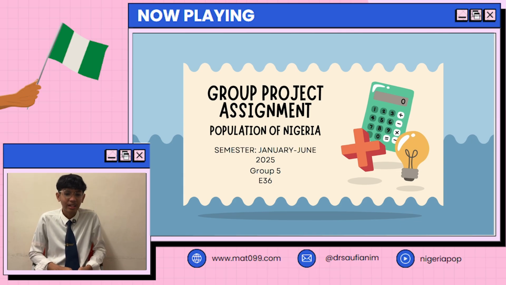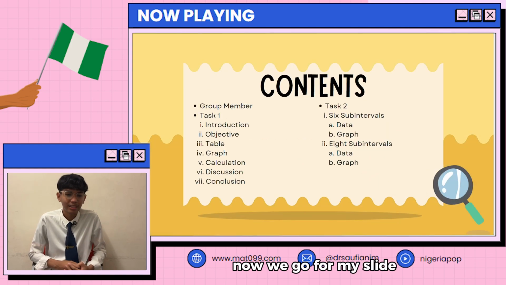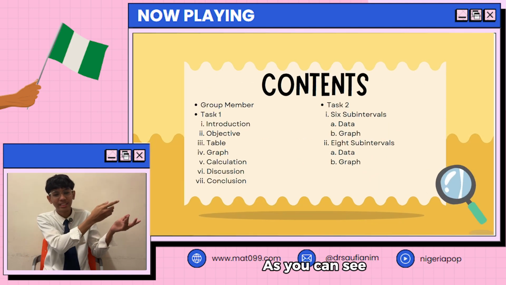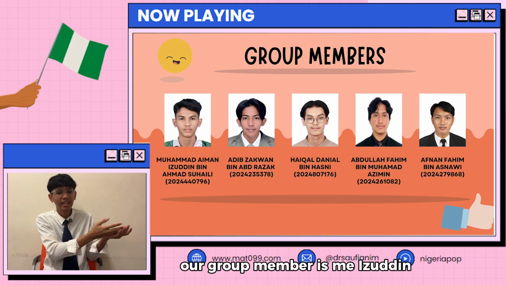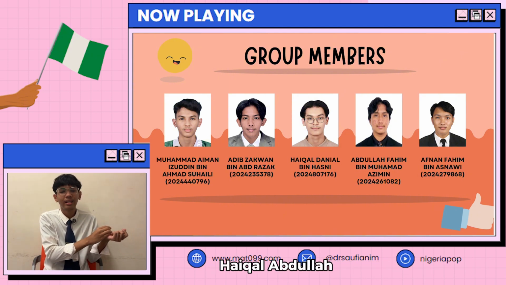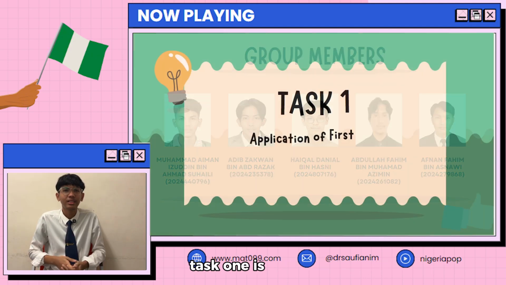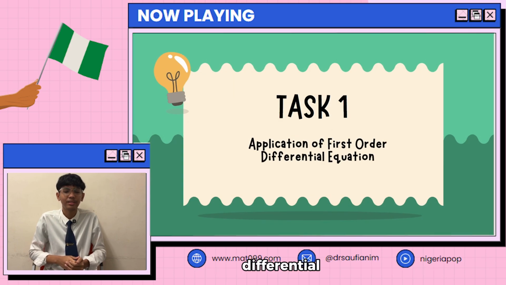Thank you, Haikal. Now we go for my slide. This is our content. As you can see, our group members are me, Izzuddin, Adib, Haikal, Abdullah, and Afnan. Task 1 is application of first order differential equation.